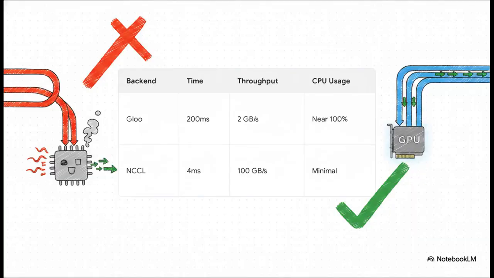First up is the backend mismatch. This is a big one. If you accidentally initialize your process group using the CPU-bound Gloo backend instead of NCCL, wow, your throughput plummets from 100 gigabytes per second all the way down to just 2. You've completely bypassed your beautiful RDMA networks and maxed out your CPU, dropping your speed by 2 whole orders of magnitude. Always ensure your backend is explicitly set to NCCL.